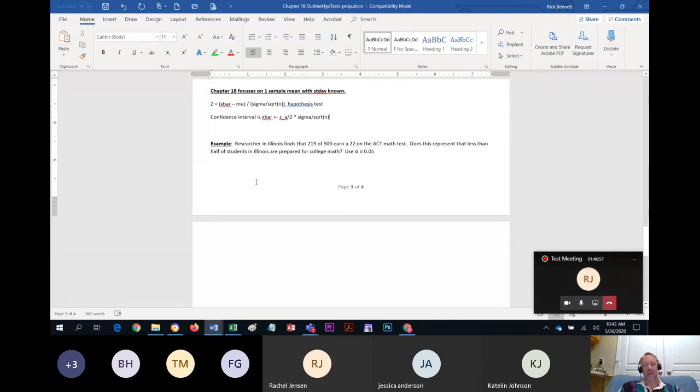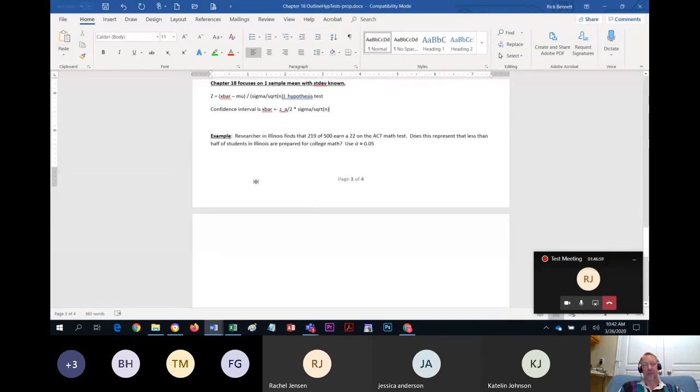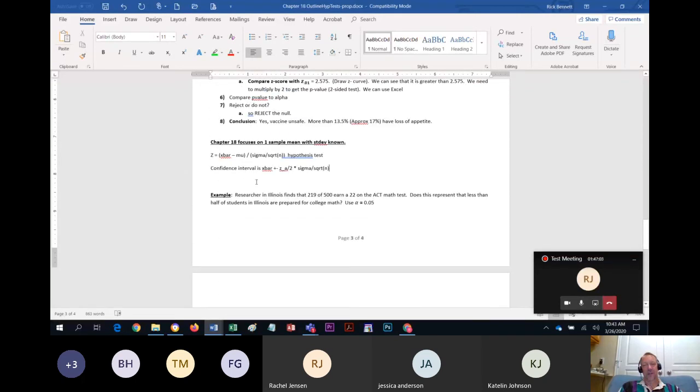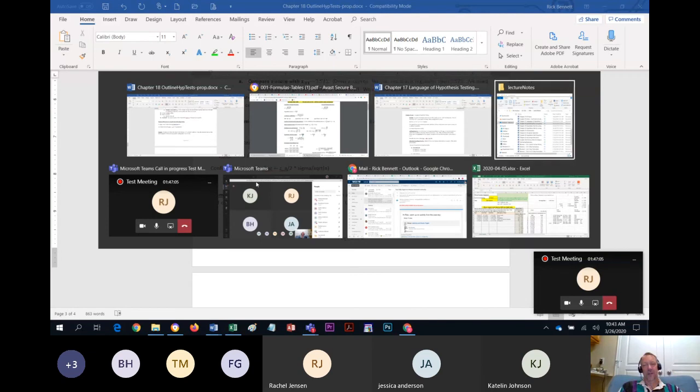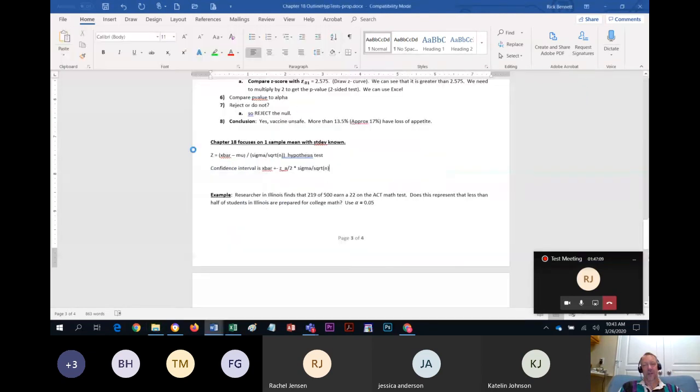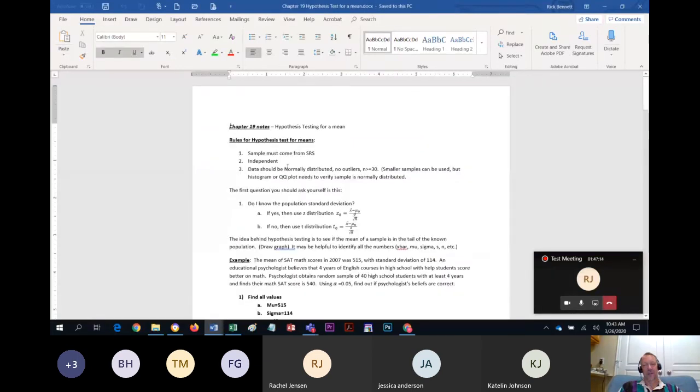Okay. So what I'd like to do today with this example is we're going to take this example. Oh shoot, this is not the right example. My chapters are mislabeled. This is labeled 19, but it's really 18. Okay. We're going to focus on hypothesis testing for a mean. This is really chapter 18. I've got my chapters mislabeled. Hypothesis testing for a mean. So, rules for the hypothesis testing for a mean.